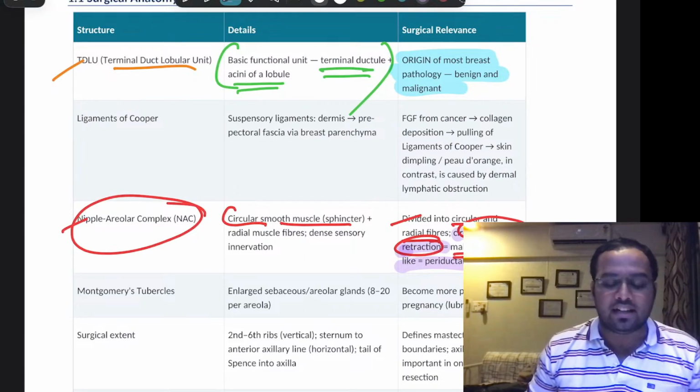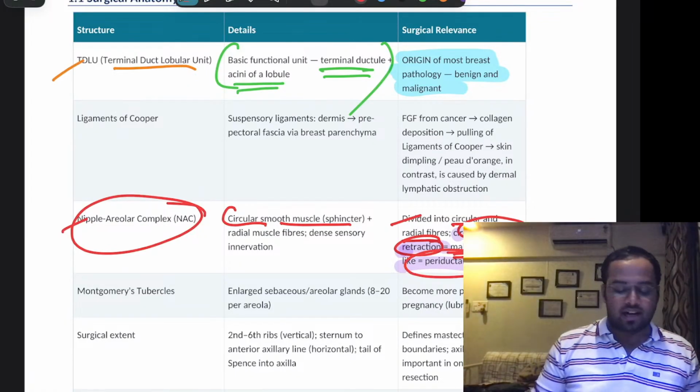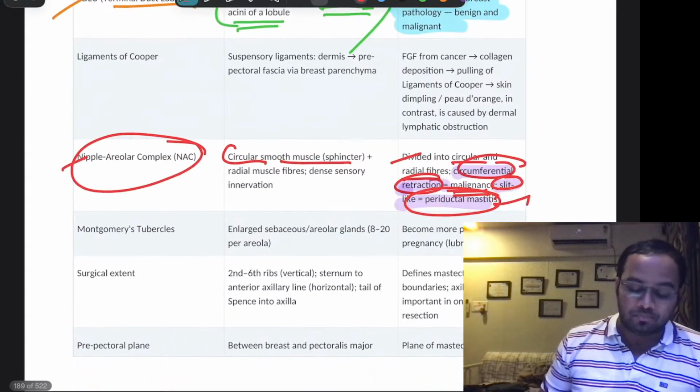So circumferential retraction more points down towards a malignancy, and a slit-like retraction more points down towards mastitis. So that is very much important for you to know.